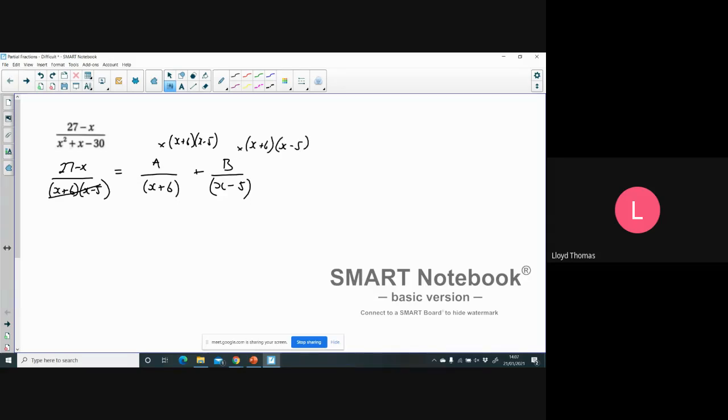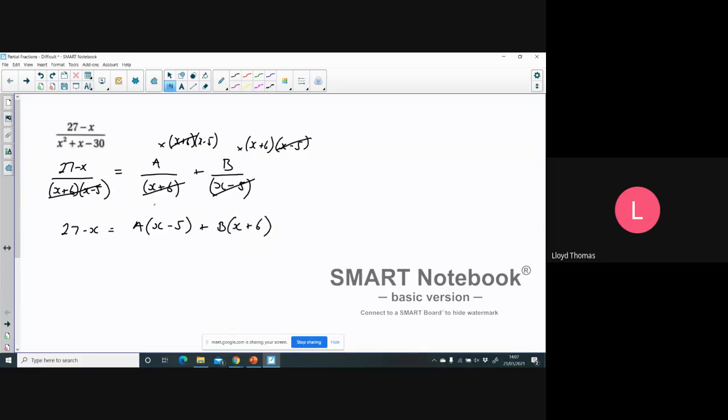From this point onwards is just a recap of the last lesson. So if you times the first one by all of that, because I've got an x plus 6 on the bottom, that cancels out with that. And because I've got an x minus 5 on the bottom, that cancels out with that. All of those things that are now crossed out leaves me with this 27 minus x for the left-hand side equals a times the brackets that are left, x minus 5, plus b times this bracket that is left, x plus 6. Okay, good.